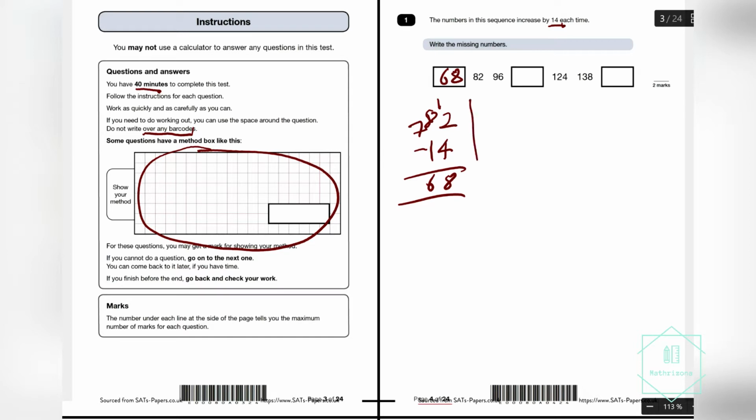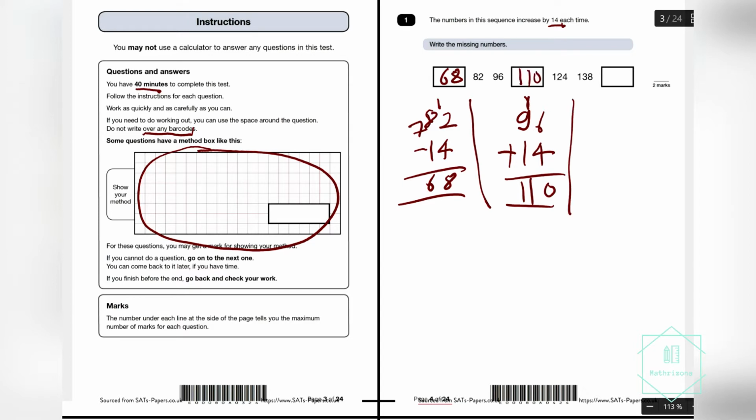To calculate the second number, we will either add 14 to this number because each number is increased by 14, or we can do subtraction, 14 from 124. We will do the summation. 6 plus 4 is 10, 1 carry forward, 9 plus 1 is 10, plus 1 is 11. So that is 110.